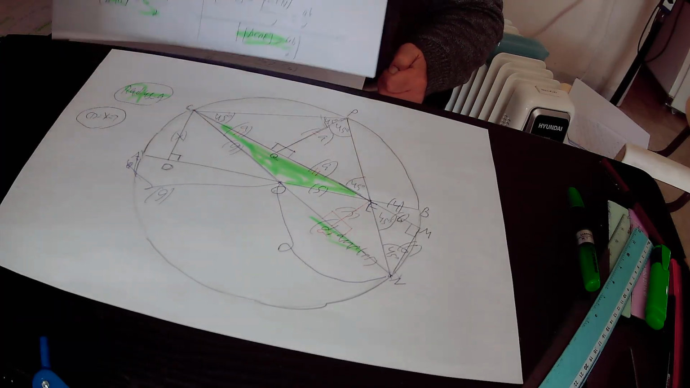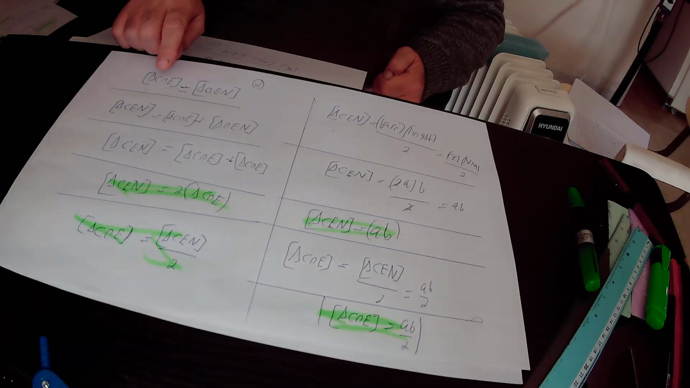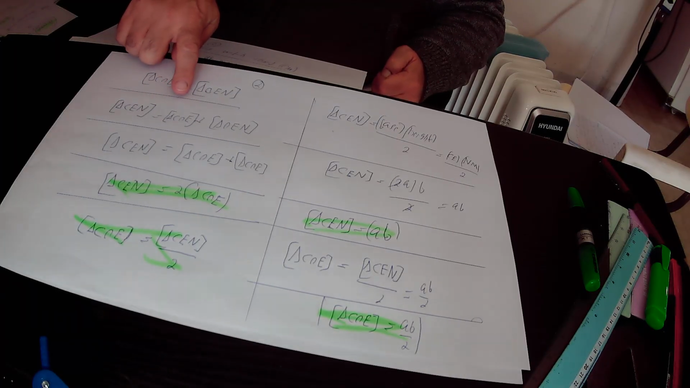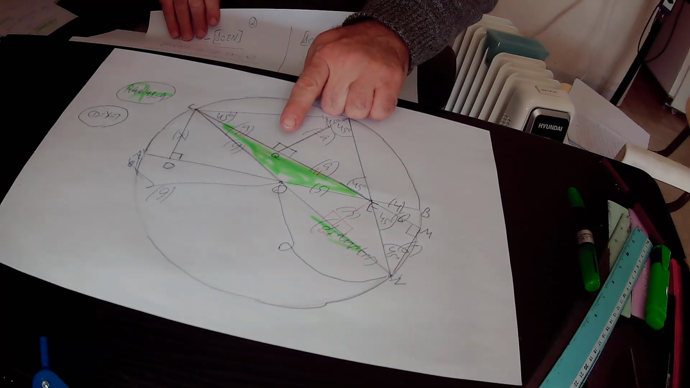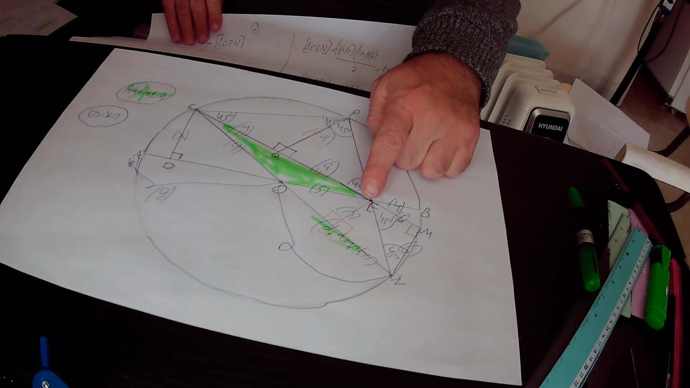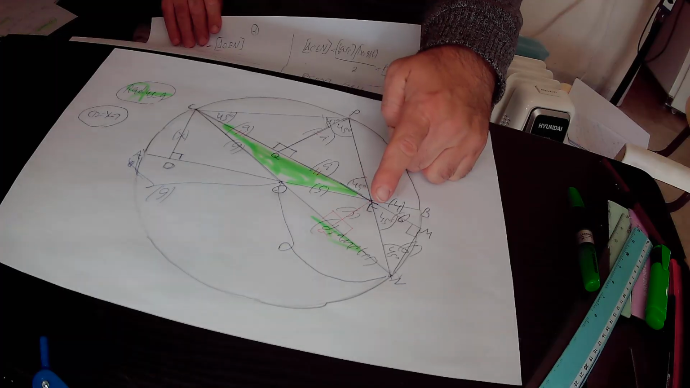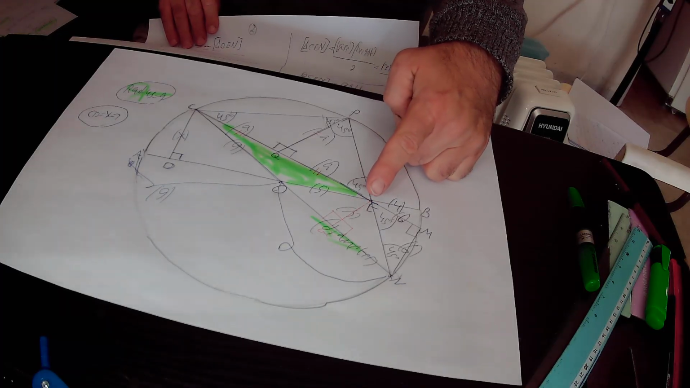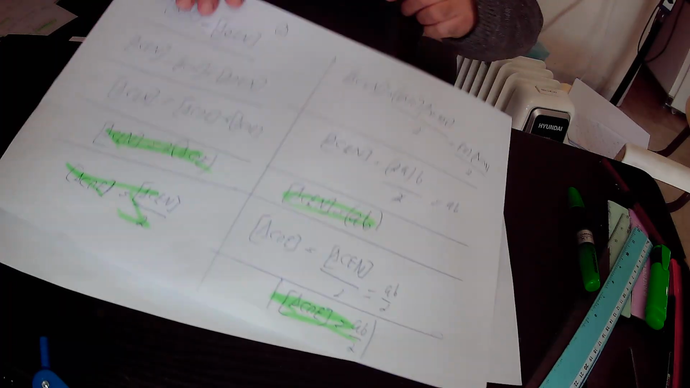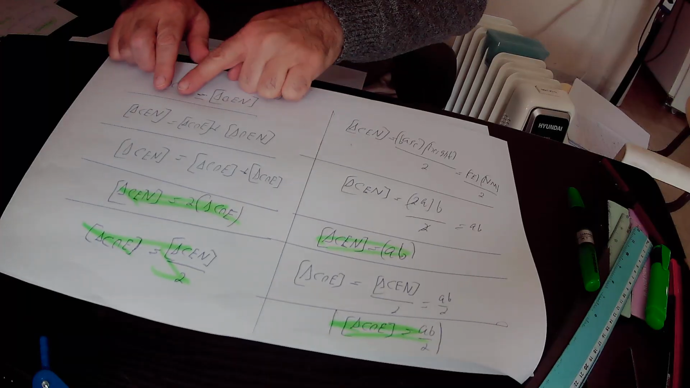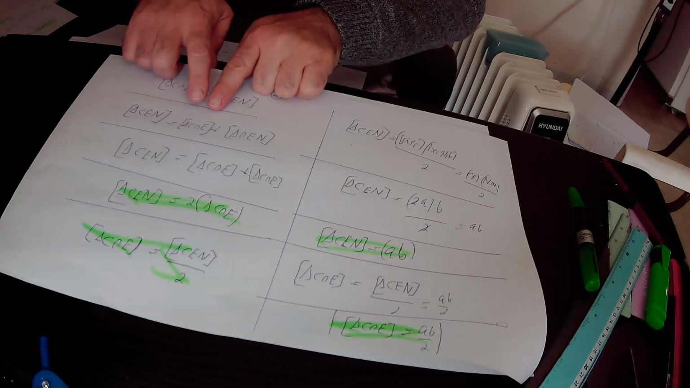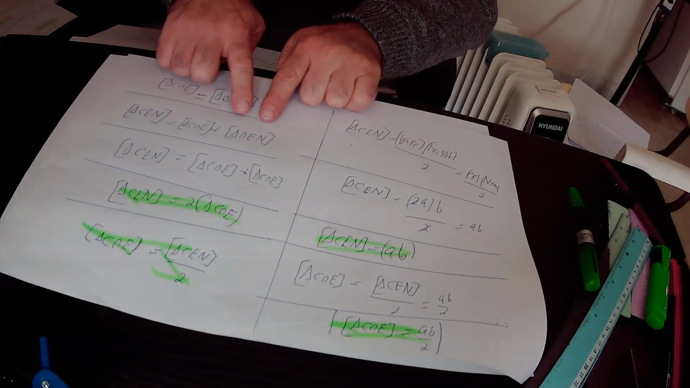So the area of the big triangle CEN equals the area of the first component that it consists of, that is the area of this triangle COE, plus the area of the second component that it consists of, that is the area of the lower triangle ON. So in total, the area of the big triangle CEN equals the area of the triangle COE plus the area of the lower triangle ON.